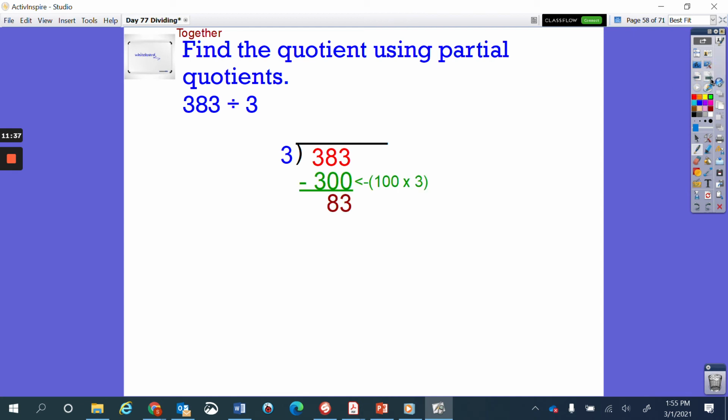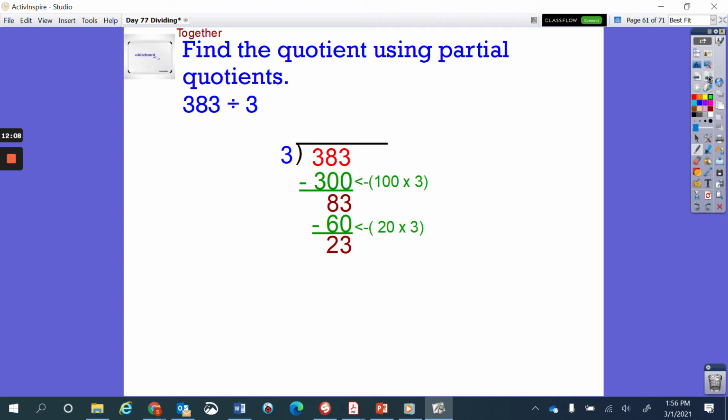Subtract, bring down. Here we go, 83. How many groups of 3 can I make from 83? Well, I want to get something close to 80 probably, right? I know that 20 groups of 3 would be 60, which is kind of close. 30 groups of 3 would be 90, so that's too high. That's going over the number, which I can't do. So let's go ahead and use 20 groups of 3. It's the easiest one that came to my mind. I subtract, bring it down.